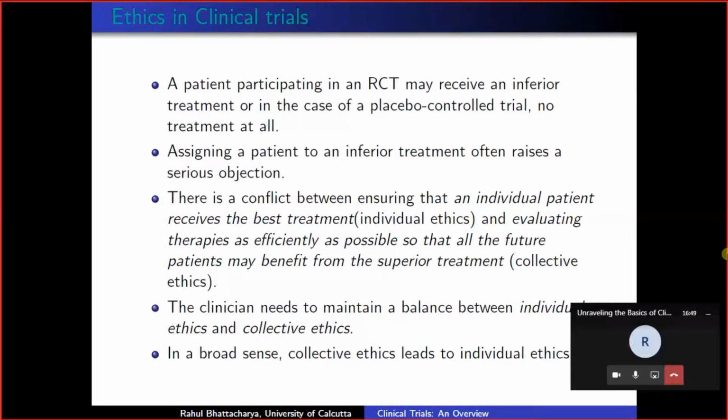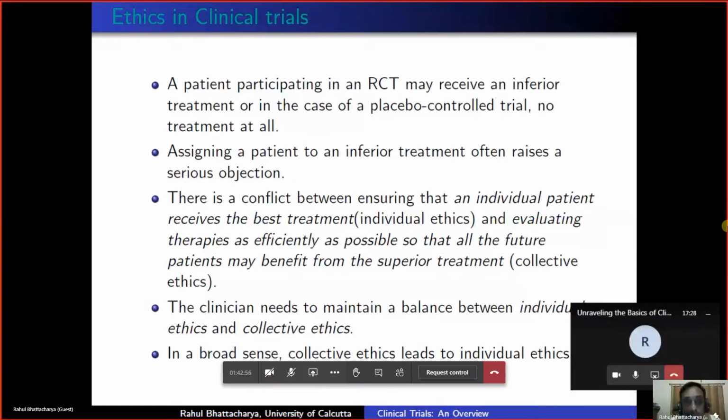This is the main problem in clinical trials. Whenever you conduct some clinical trial, there must be ethics, and you have to be very careful to maintain the ethics. There is individual patient ethics and collective ethics. So being a clinician, you have to strike a balance between these two ethics. Now, in a broad sense, collective ethics leads to individual ethics. If everyone is happy, then every individual is happy. That's the idea of how collective ethics leads to individual ethics.